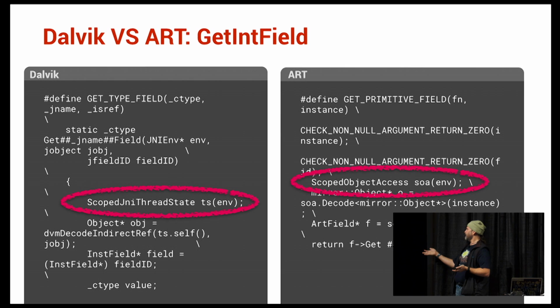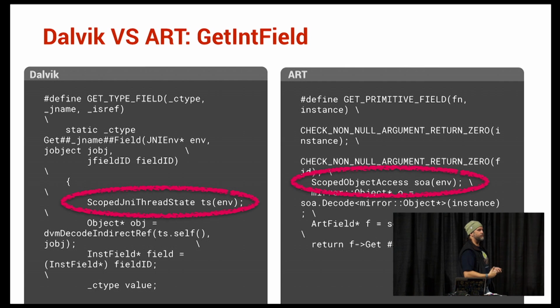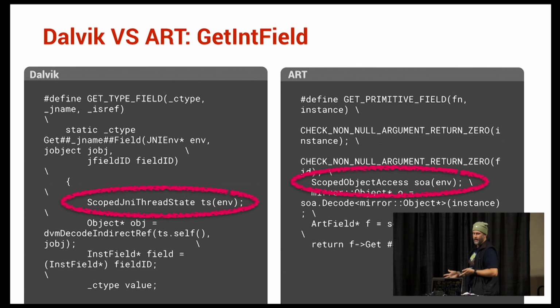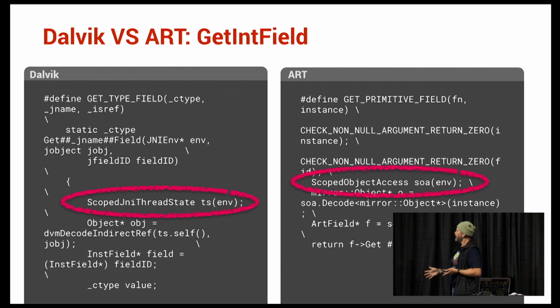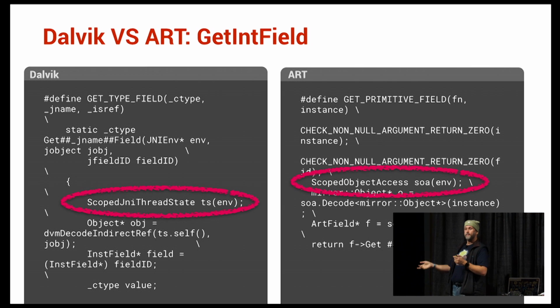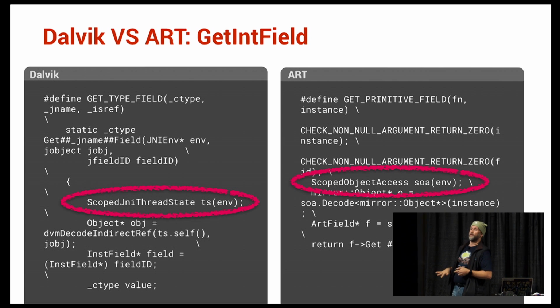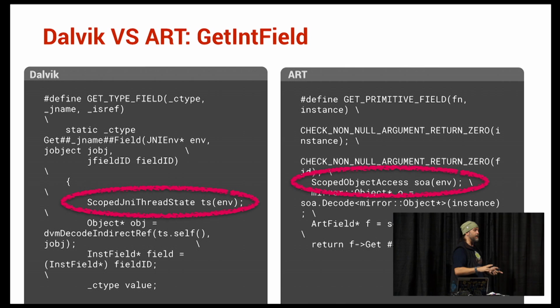And the really key thing is this thing here, this scoped JNI thread state and scoped object access. This is why JNI actually does not run at lightning warp speed. And that's because every single thread in Android can be in one of two states. Actually it can be in more than that, but two states that we care about. It can be in running state.